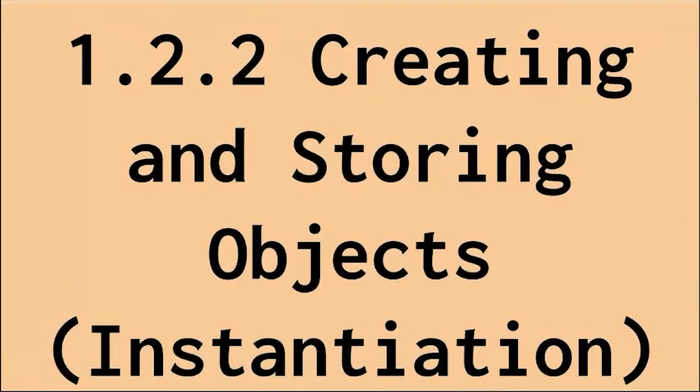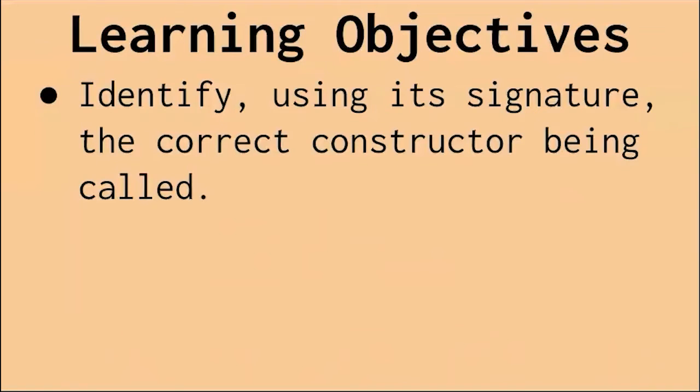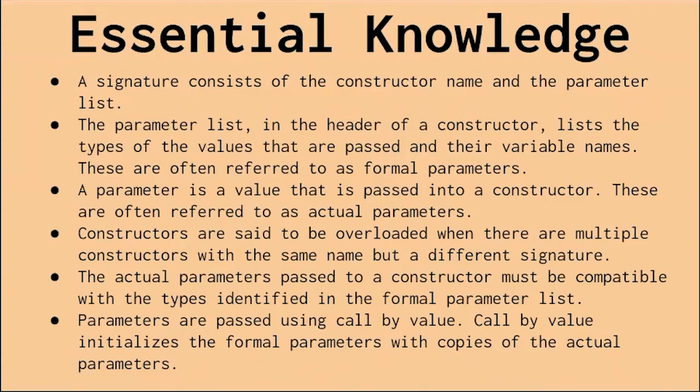1.2.2, instantiation, which is just creating an object. You're creating an instance of a class. An instance of a class is an object. Lots of words. Learning objective: identify, using its signature, the correct constructor being called. You can have overloaded constructors, but based on the inputs, you should be able to tell which one was created. Essential knowledge: the signature consists of the name and the parameter list.